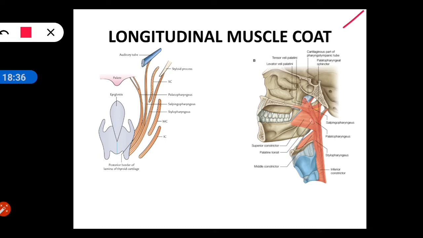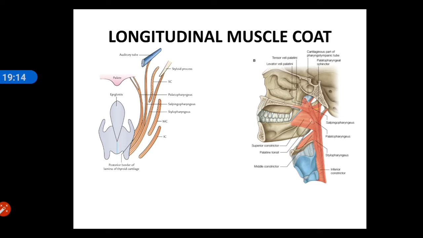The inner longitudinal muscle coat has three muscles, namely stylopharyngeus coming from the styloid apparatus, salpingopharyngeus coming from the tubal elevation, and palatopharyngeus coming from the palatine aponeurosis. If you see here, this is the salpingopharyngeus coming from the tubal elevation, palatopharyngeus coming from the soft palate, stylopharyngeus coming from the styloid process. All these three muscles near the insertion, they are joined and they are attached to the posterior border of the thyroid cartilage. So that was about the longitudinal muscle coat.